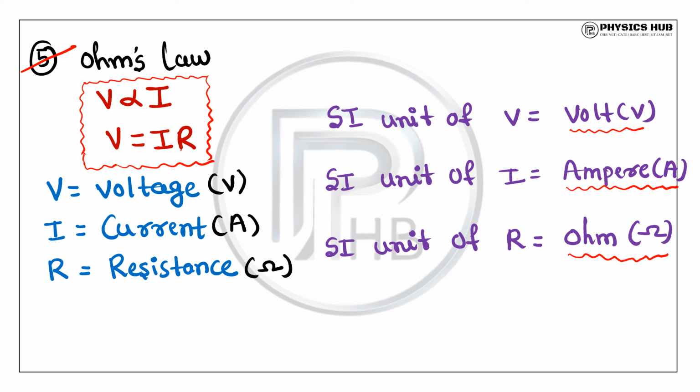Here V is directly proportional to I, meaning the voltage is directly proportional to the current, and V is equal to I into R. So V is the voltage, I is the current, and R is the resistance. The SI unit of voltage is volt, denoted as V, the SI unit of current is ampere, denoted as capital A, and the SI unit of resistance is ohm, or we can symbolically denote it as omega.